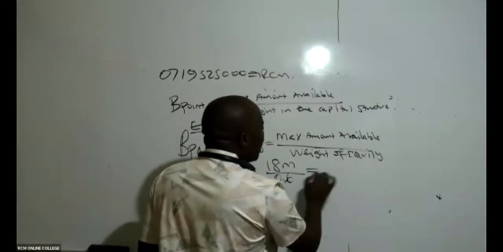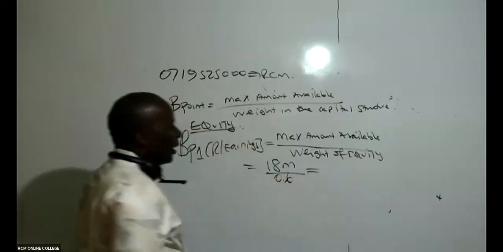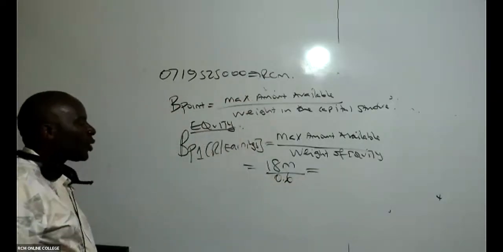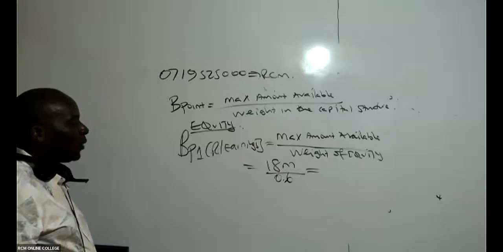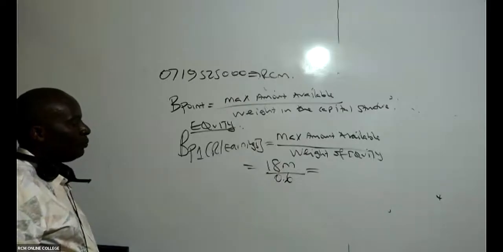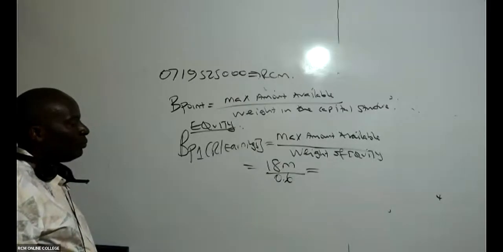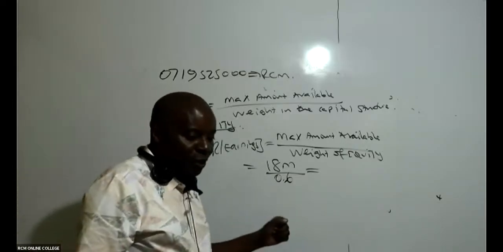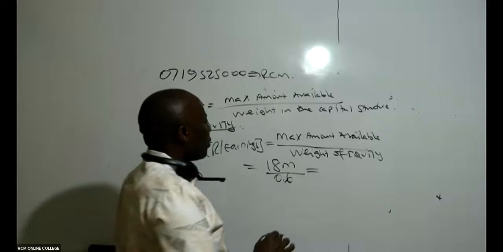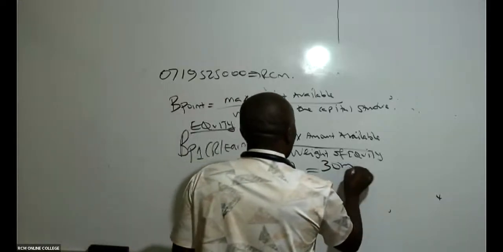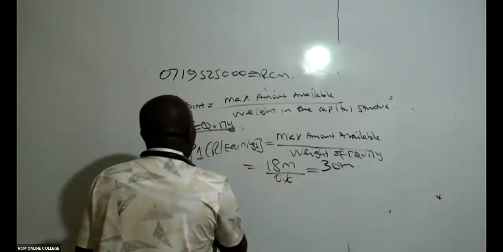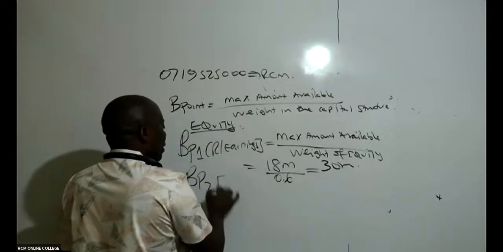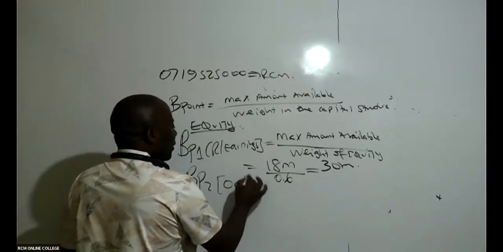So now can you kindly divide this for me? 18 million divided by 0.6 will give me what breakpoint? We are almost finishing, just 5 minutes. So this gives me 30 million. Thank you so much. Then we shall get breakpoint 2 for ordinary shares.